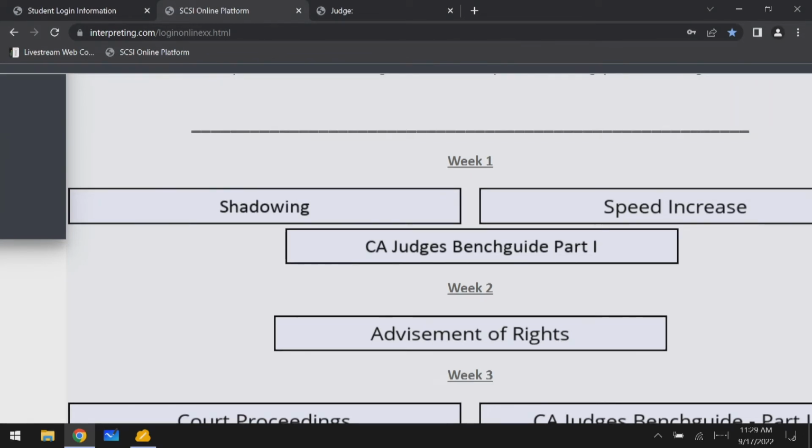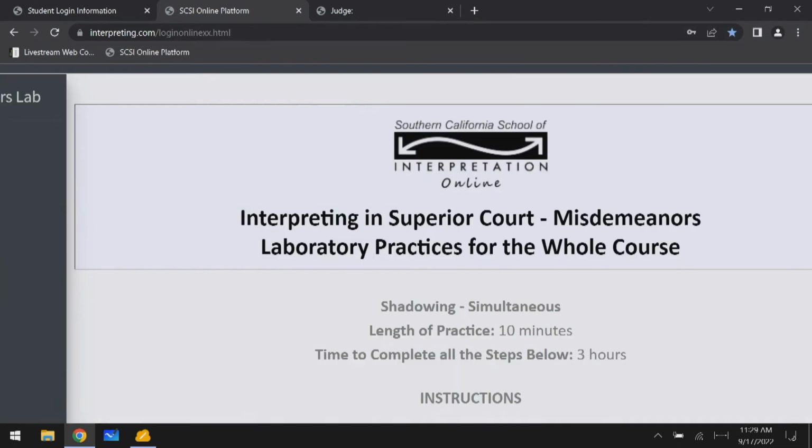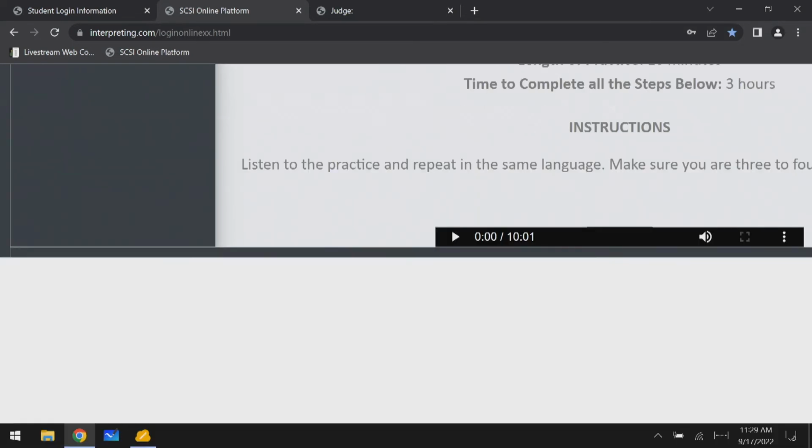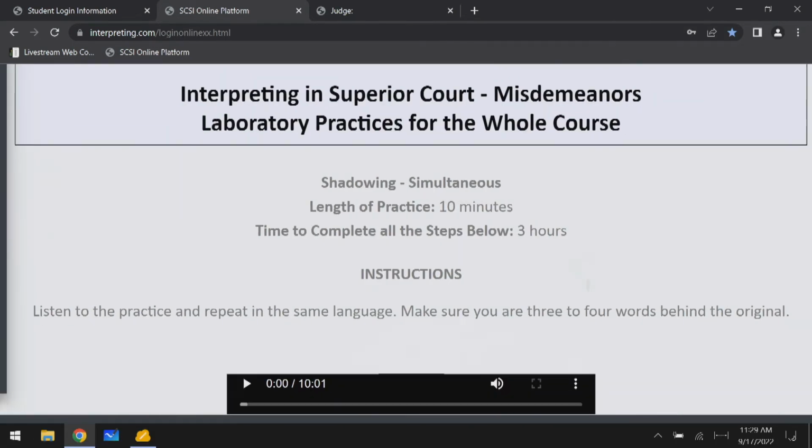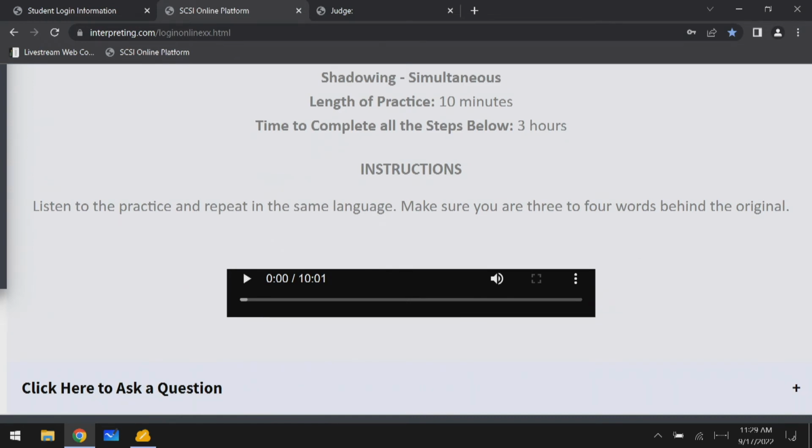So you can do that one time. If you click on it, it's going to tell you that it will take 10 minutes. You can do it as many times up to 3 hours. But listen to the practice, repeating the same language, and make sure you're 3 to 4 words behind the original. So if you hear 1, 2, 3, 4, when you hear 3, you're saying uno. When you hear 4, you're saying dos, and so on and so forth.